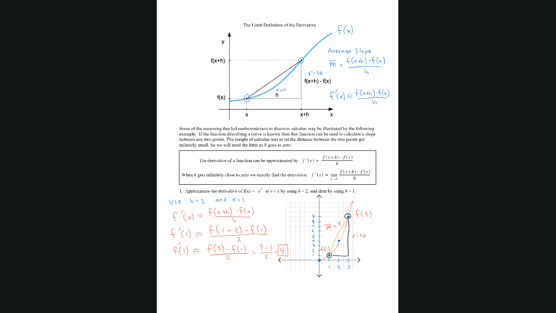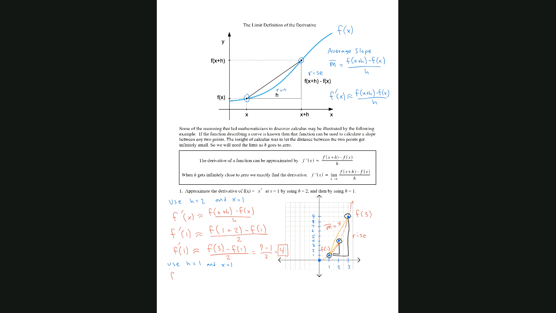And now what I want to do is shrink my h down even smaller. I want to shrink it down to this triangle here, so my points come together. And I want to find a slope which looks like it will be a lower slope. Let's try that calculation. So use h equals 1 and x equals 1.